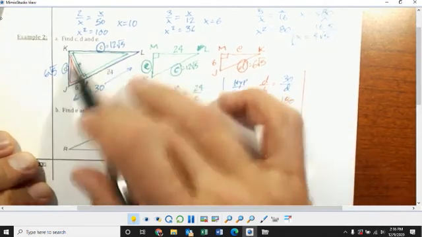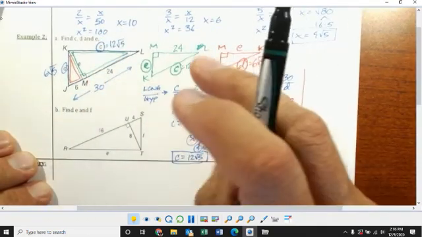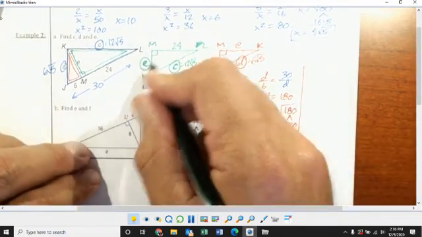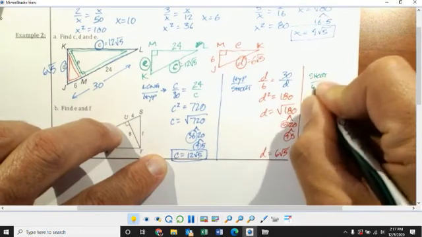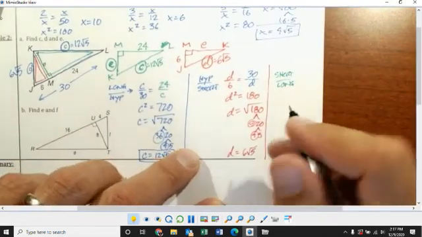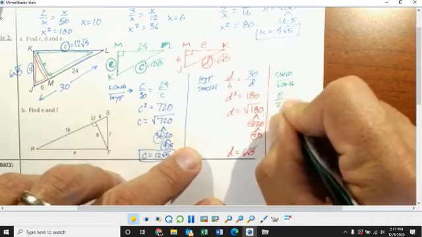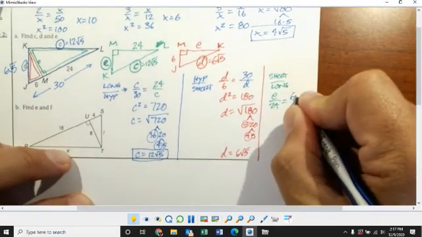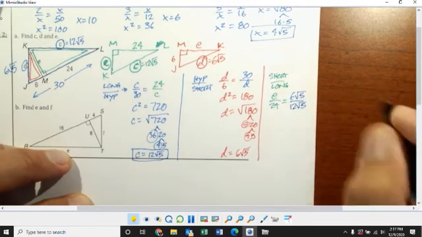Over here, I've got all numbers. So I'm of the opinion that it makes it easier if I just go ahead and use the ones with just numbers. So I'm going to do short side over long side. Short over long. And here we go. Short over long for the medium triangle is going to be E over 24. And for the large triangle, short over long is 6 square root of 5 over 12 square root of 5.